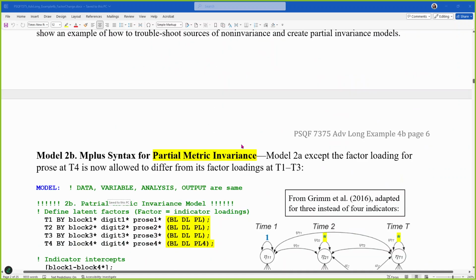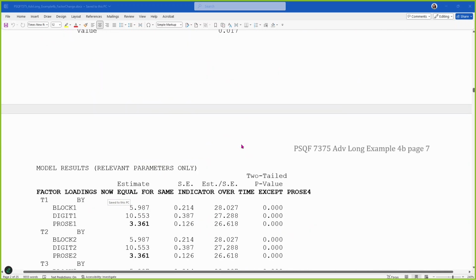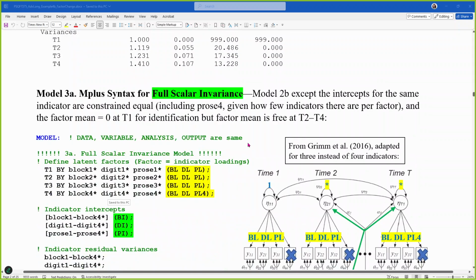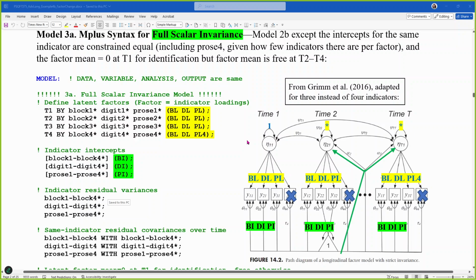Intercepts, then, we're getting to, I think that was green, maybe? Yeah, green. Intercepts is scalar invariance, or also what is known as strong. Another set of synonyms. Now, why do we want the intercepts to be the same over time?